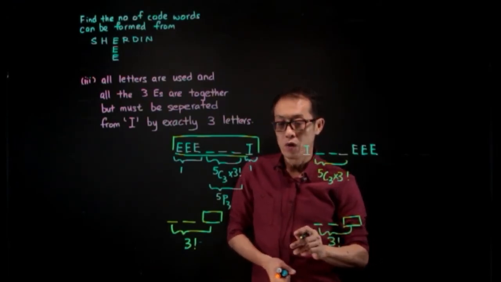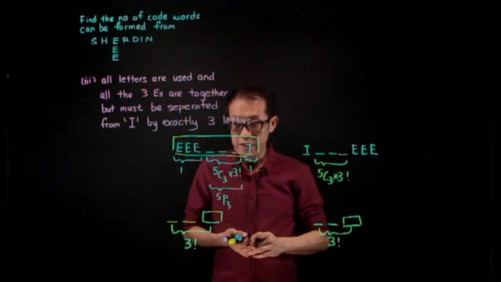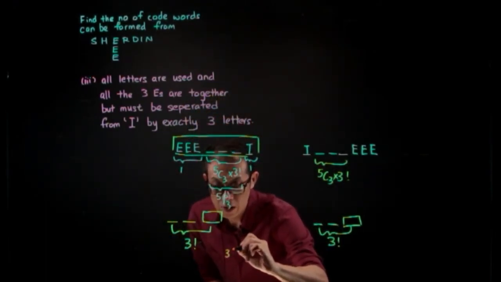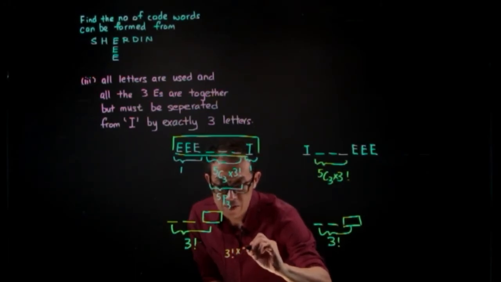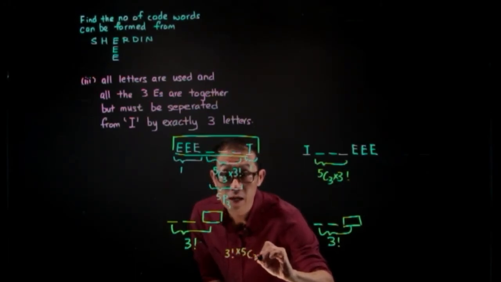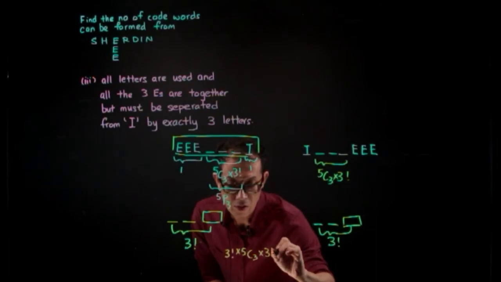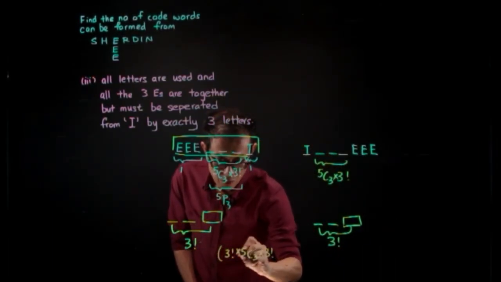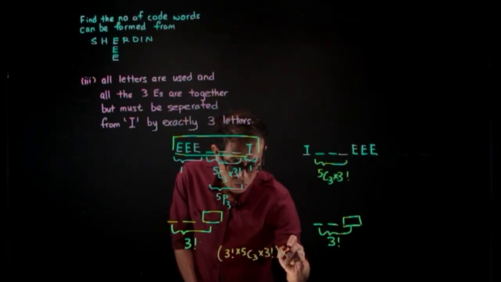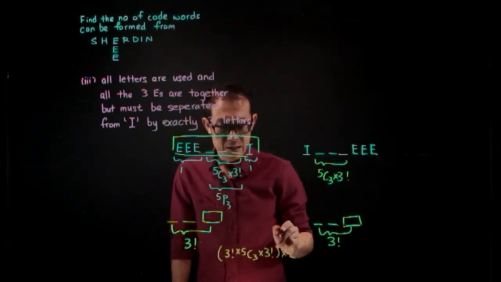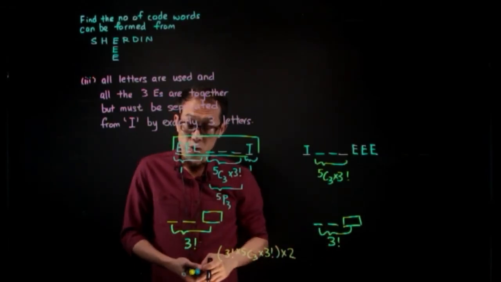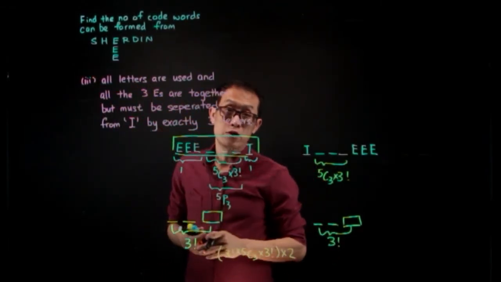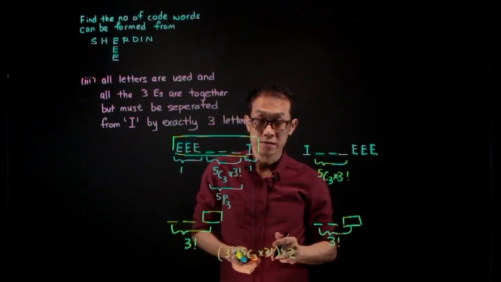So all in all, you add all this. Now in short, you can just use 3 factorial times 5C3 times 3 factorial. And then you have another set over here. So you times 2. You key this into your calculator, and this is your answer to part 3 of this question.